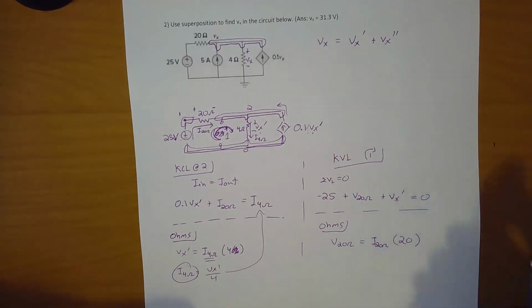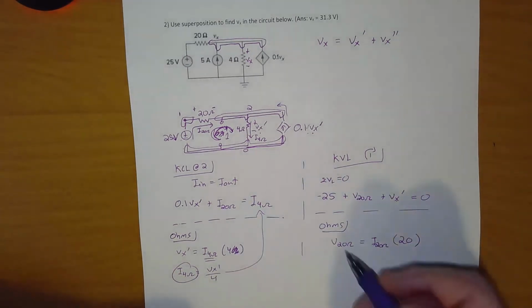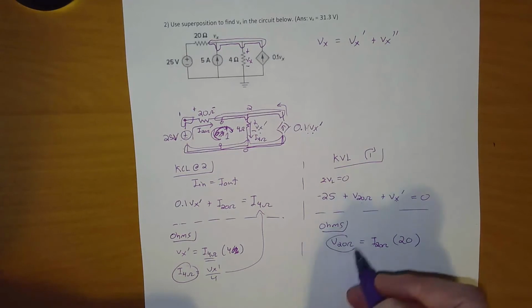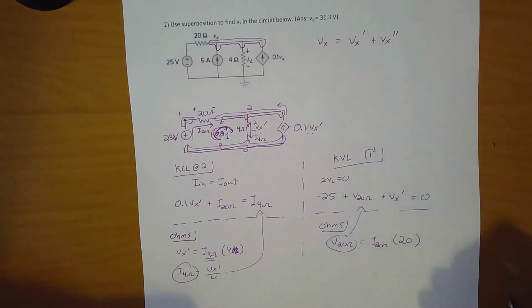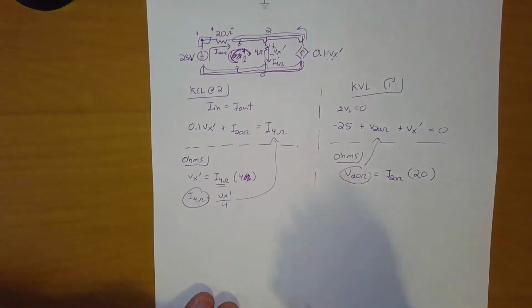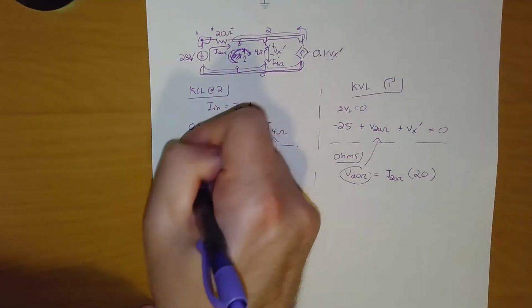So we have a choice. We can either sub in for the I20 or for the V20. It doesn't really matter in this case. It's already solved in terms of this. All we want to do is just get a common variable. So let's drag our two equations down. So this one will come down here.